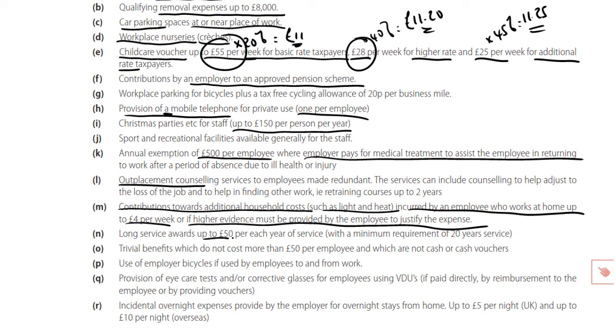Long service awards, up to £50 per each year of service. What do we mean by long service? There has to be a minimum of 20 years' service. Trivial benefits, there's a lovely expression, which do not cost more than £50 per employee, and are not cash or cash vouchers. That again would be fine. So it means we're not going to bother with such benefits that have basically cost the employer less than £50 for the year.